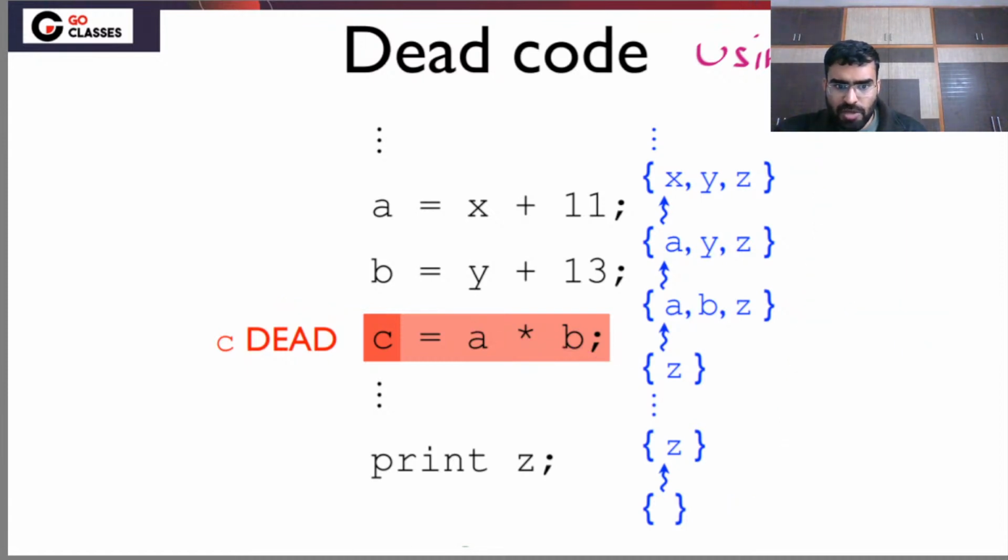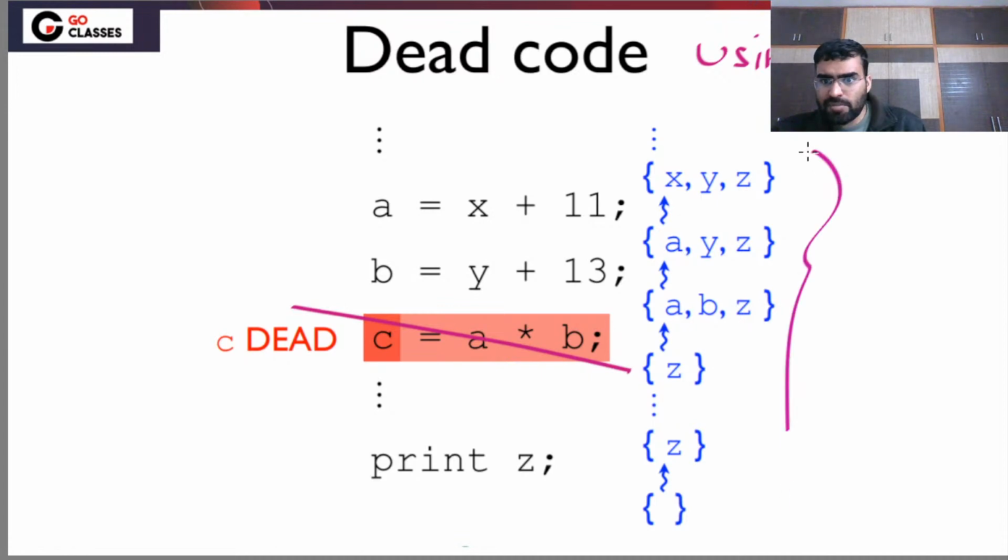I cannot stop here, because this is gone, so now you again have to do the liveness analysis. Then again you have to do the liveness analysis. So what you do now, again do the liveness analysis. Okay, so this is the point. Now when you do the liveness analysis second time, then what will happen?